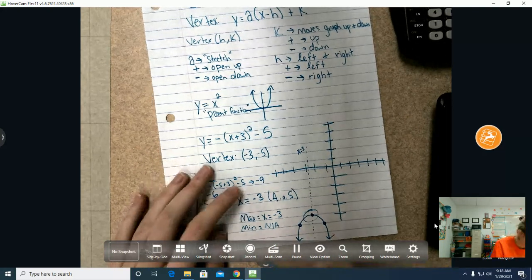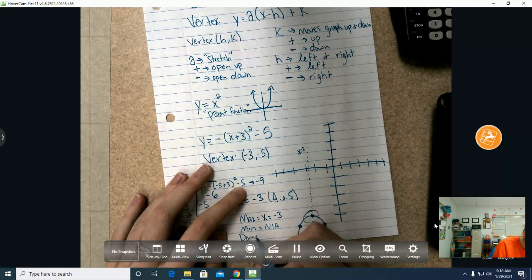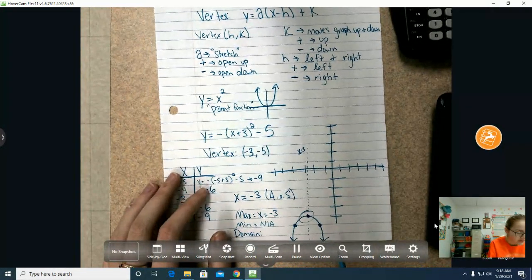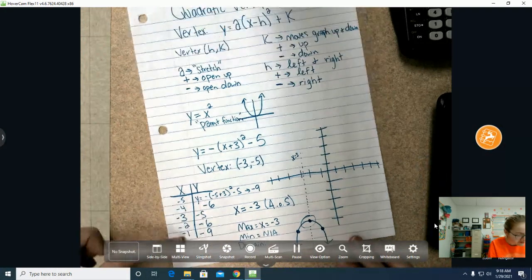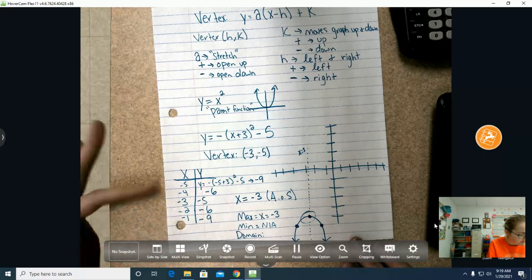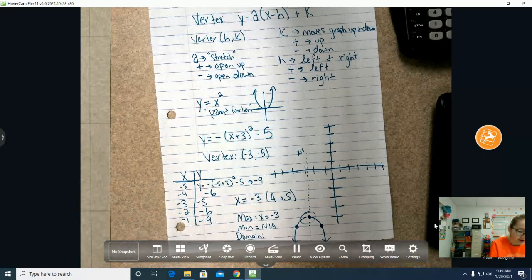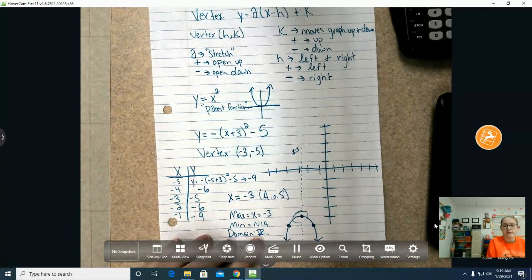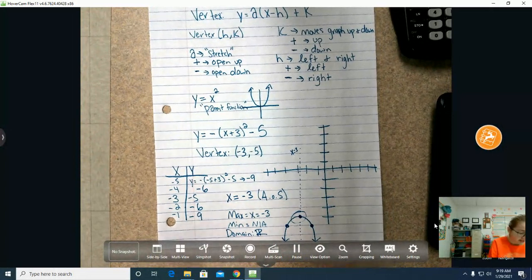Our domain, remember, is the restrictions on our x values. So we don't really have any restrictions on our x values because, as you can see here, we plugged in -5, -4, like there's no dividing by 0 or anything. So your domain value is all real numbers, and that's how it is with 99% of quadratics, so that's helpful.